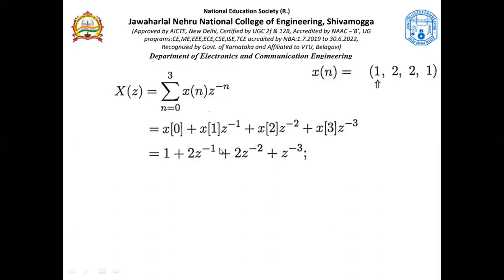So we have found out the x of z. But I have told you, in Z transforms, whenever you find the Z transform of a sequence, understand it's a discrete signal. Discrete signals are also referred to as sequences, but continuous time signals are not referred to as sequences. Understand that only the discrete signals are referred to as sequences.